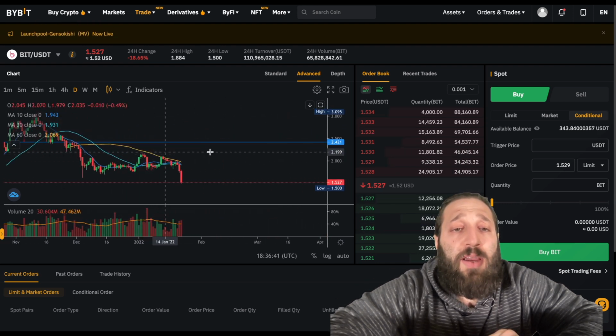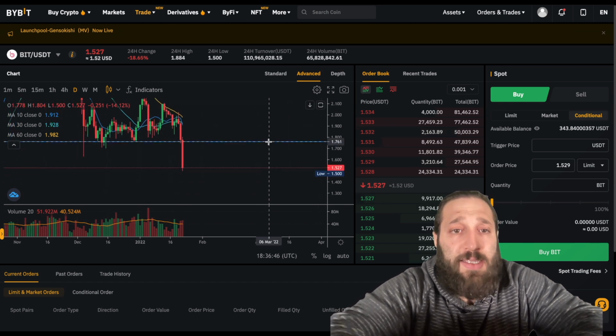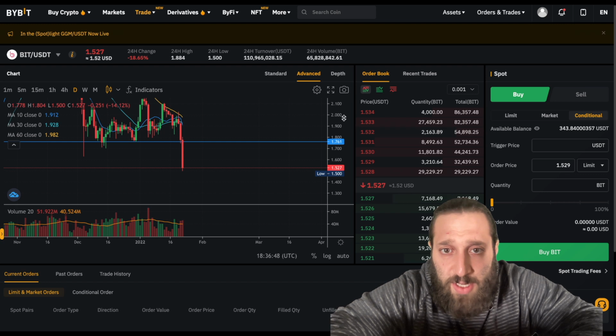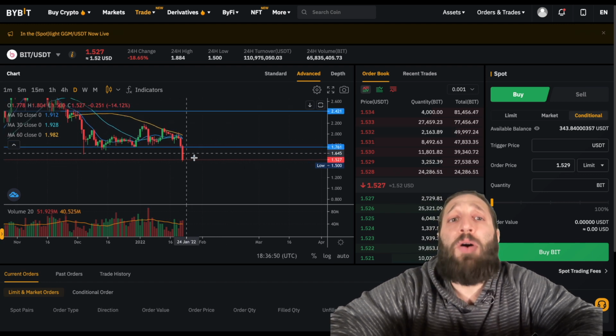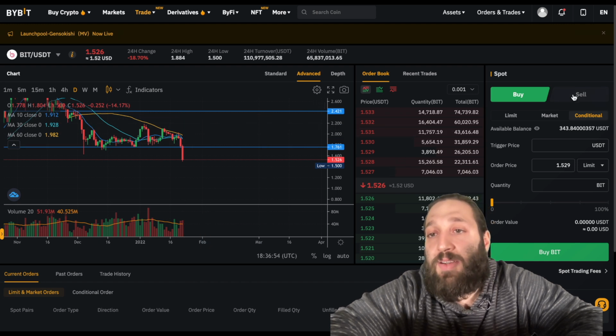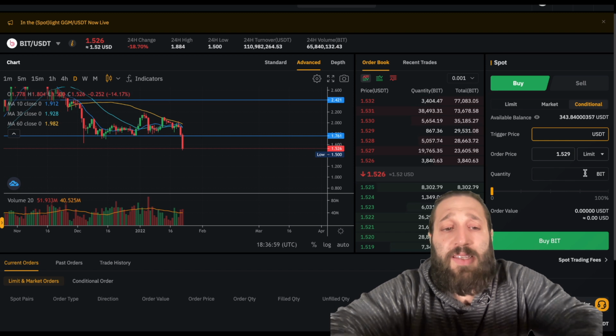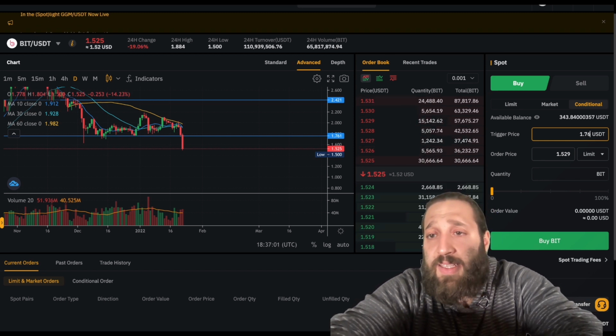So we can do something similar. If price breaks this resistance here, $1.76, put us in the order so we can try flipping to the upside. So let's do a conditional order together. This is $1.76.